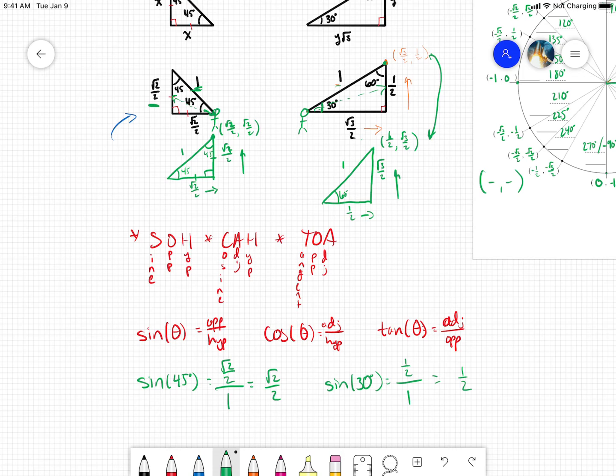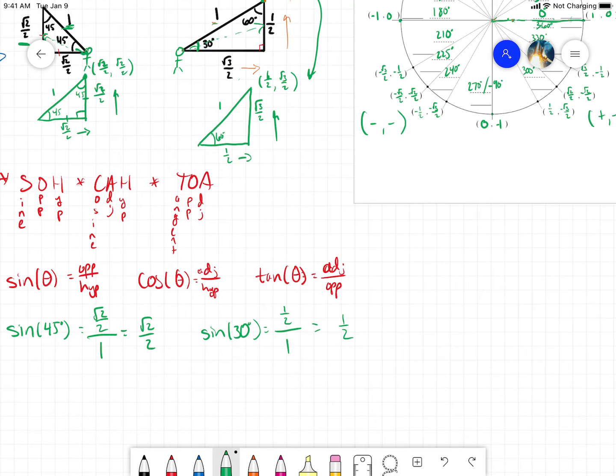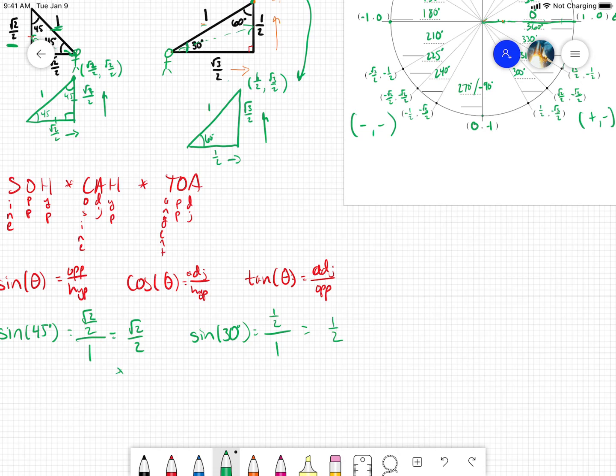So one thing that I want you to notice, if we look at what sine of 45 and sine of 30 equate to, we'll notice that, hey, for 45 degrees, these both ended up being my y values. Okay. So let's look at what happens when we do cosine.